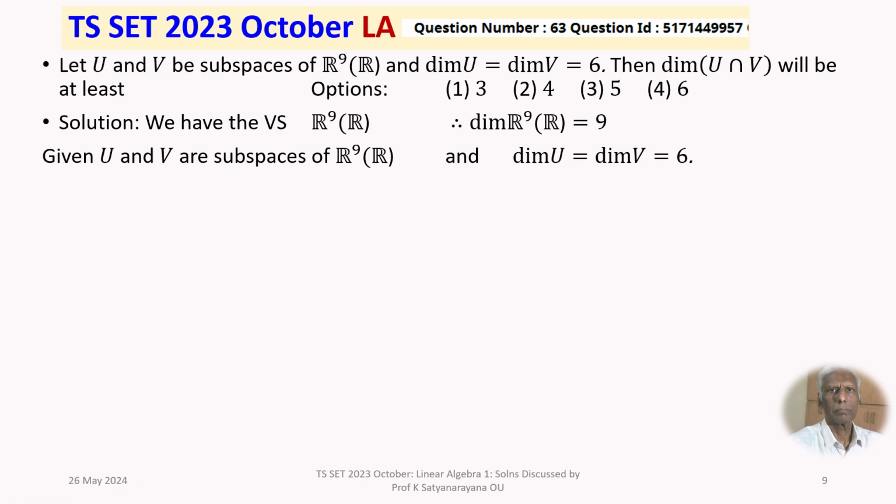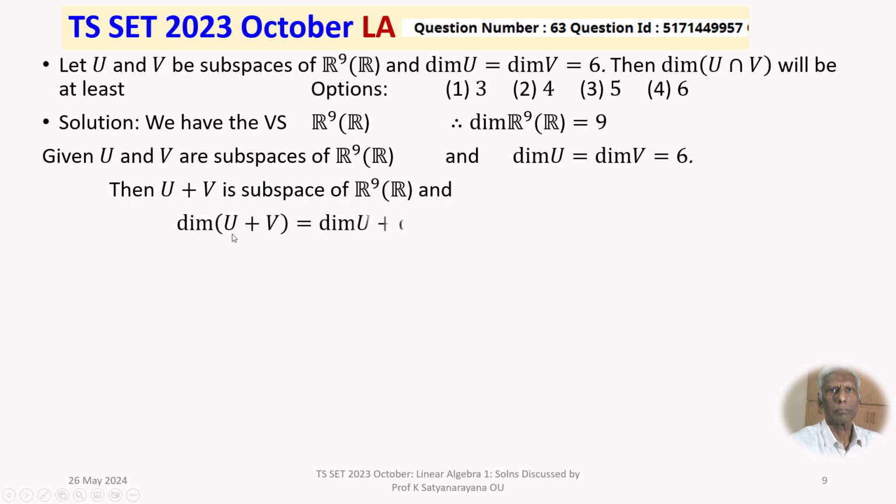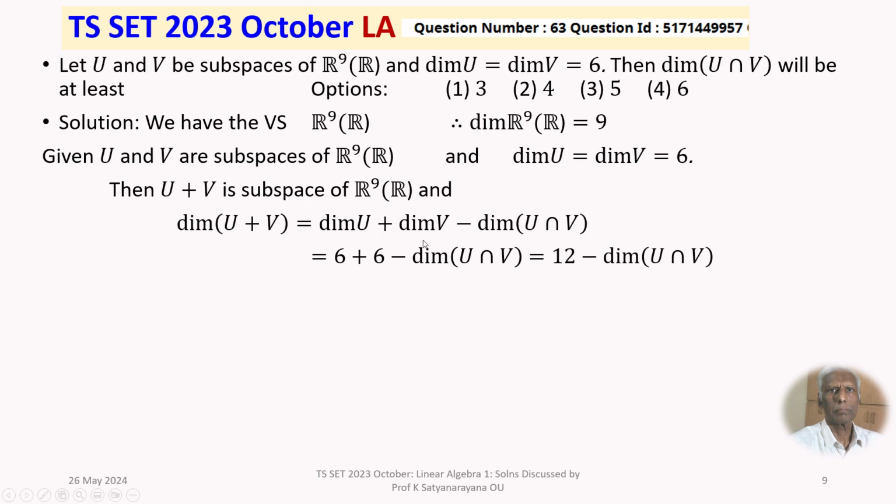We recall that U plus V is also a subspace of R^9 over R, and for the dimension of U plus V we have a formula. The dimension of U plus V is the dimension of U plus the dimension of V minus the dimension of U intersection V, and that is equal to 7 plus 6 minus the dimension of U intersection V, that is 13 minus the dimension of U intersection V. Agreed.